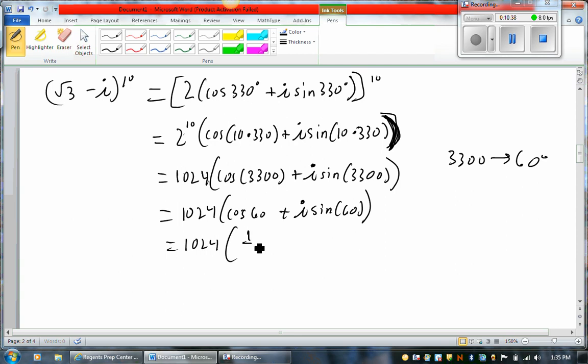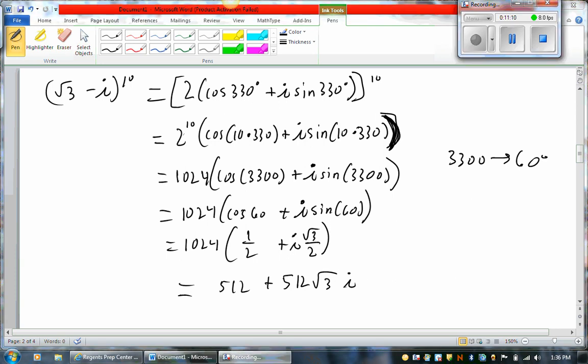Cosine of 60 is 1/2. Sine of 60 is radical 3 over 2. Don't forget to multiply that by i. And we're going to do our distribution, and we get 512 plus 512 radical 3 times i. And that's going to be our answer.